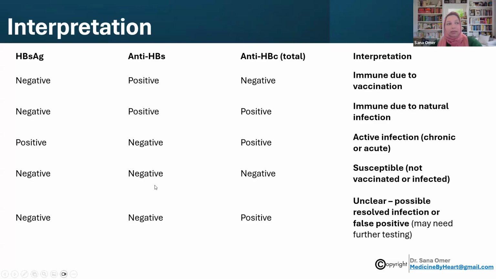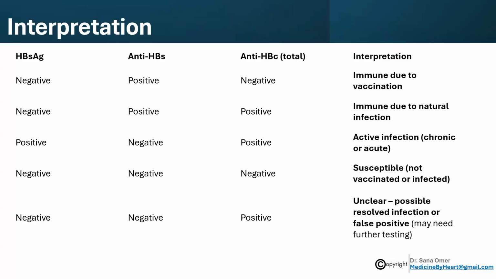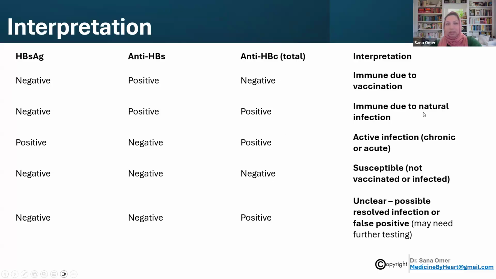Okay. Now, similarly, if you have surface antigen negative and your antibody to that is also negative, but your core antibodies, antigens are positive. So what does that mean? A previous infection, but it has resolved. Exactly. So this is a very brief overview of what it looks like if this comes in the lab.